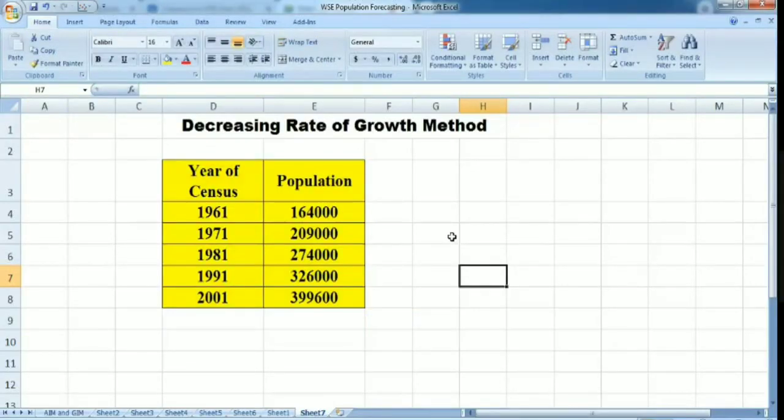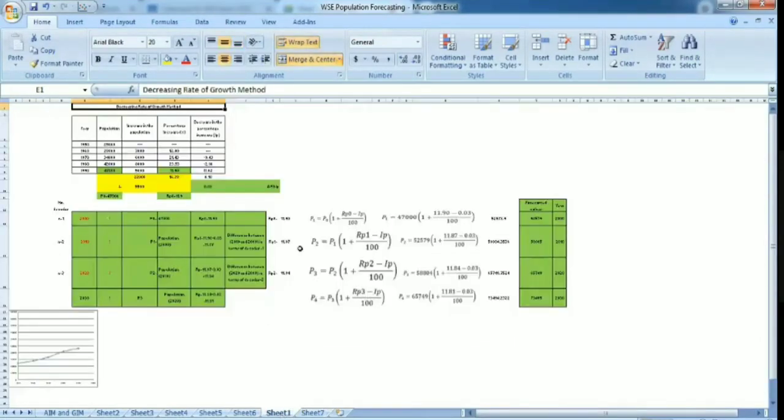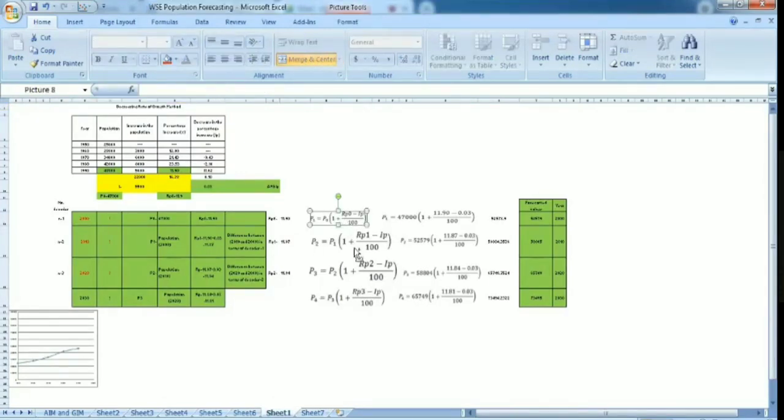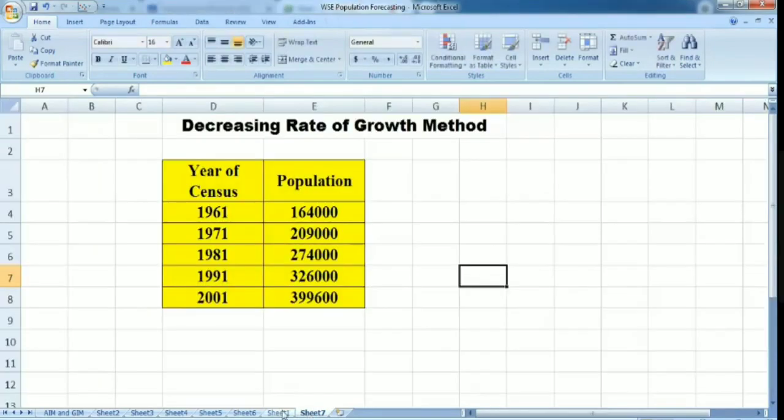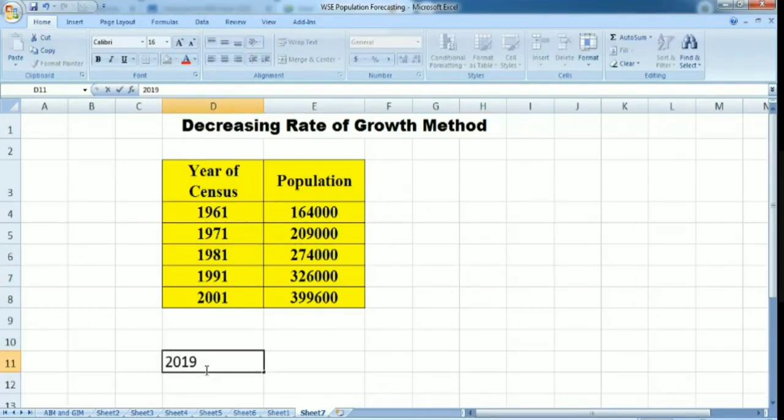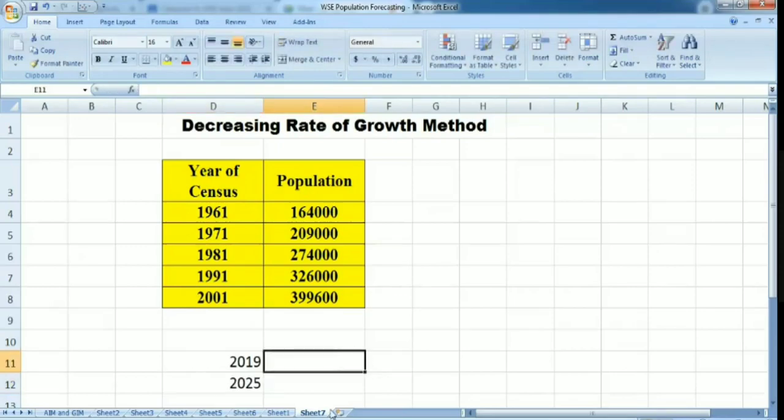In yesterday's class, we started with the decreasing rate of growth method, where we discussed what formulas need to be used and how the IP and RP values need to be used. So in today's class, I'm going to ask you to determine the population for the year 2019, and 2025, let us say, by the decreasing rate of growth method.